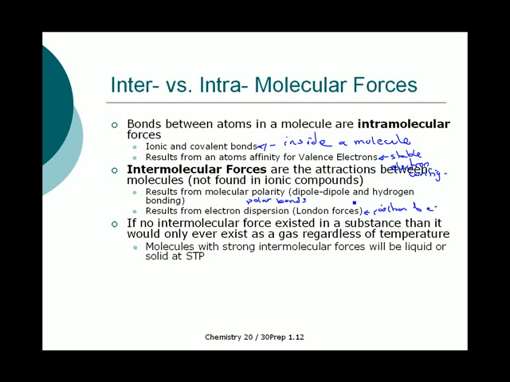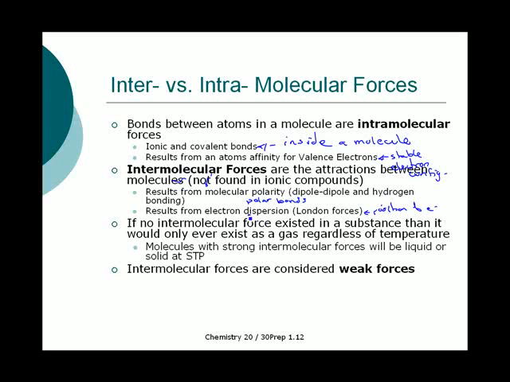Now, if there weren't any such thing as intermolecular forces, then the only state that would exist on Earth would be gaseous substances. In terms of the molecular compounds, we'd have two choices. Ionic compounds would all be solid, and molecular compounds would all be gases at all temperatures. Now, that's clearly not the case. We have molecular compounds that are solids, liquids, or gases at room temperature, which means there has to be something holding molecules together in some compounds, yet not holding them together in other compounds.